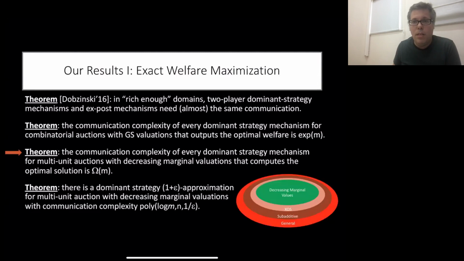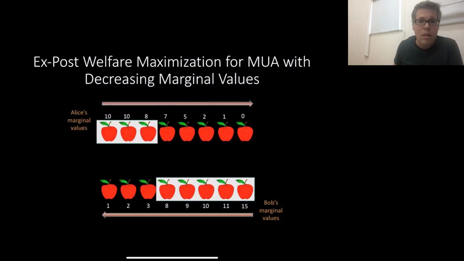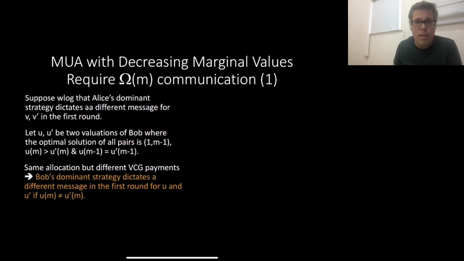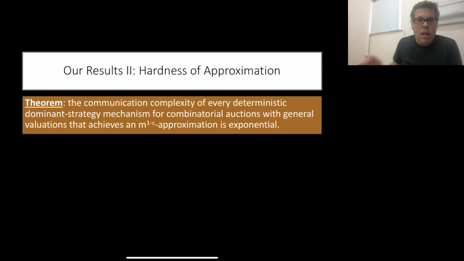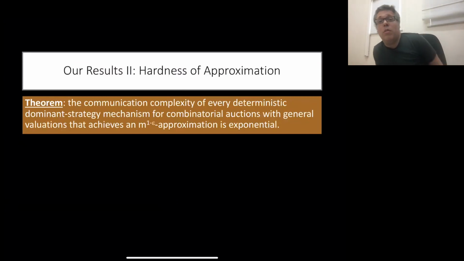Let me skip the proof of the dominant strategy implementation of multi-unit auctions, and let's go on to the second set of results. The second set of results says that the communication complexity of every deterministic dominant strategy mechanism for combinatorial auctions with general valuations that achieves m to the 1 minus epsilon approximation is exponential. Now we're talking about approximation algorithms, and we rule out approximation algorithms, not just exact welfare maximization.